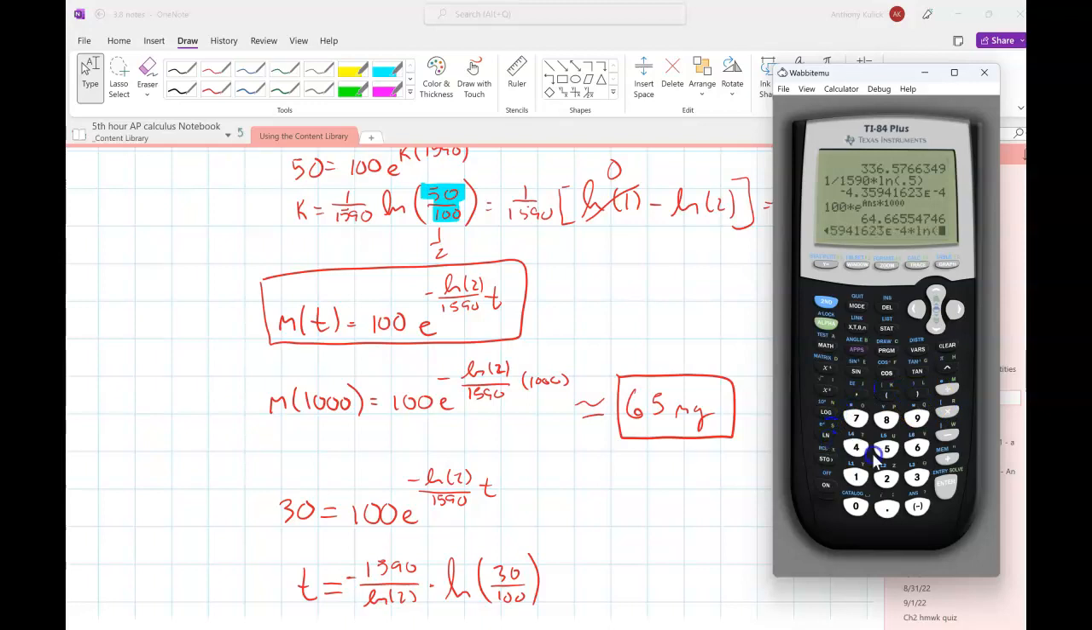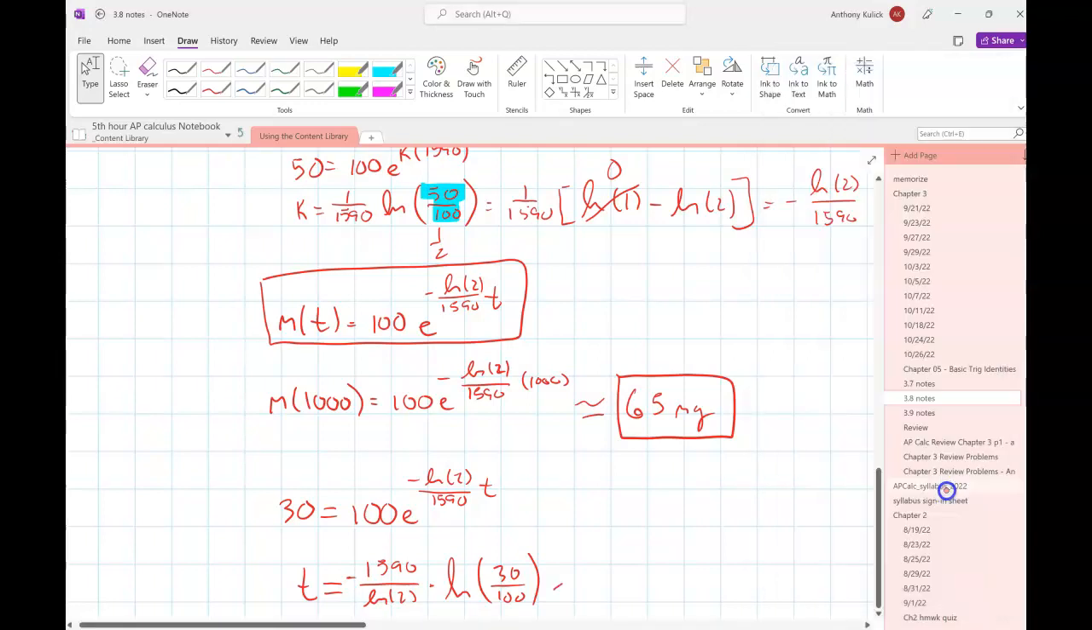Wait, can you show how you got your answer? Divide both sides by 100. Took the natural log of both sides. And then multiplied by the reciprocal in the exponent. Right? So that comes out to be about 2,762 years.